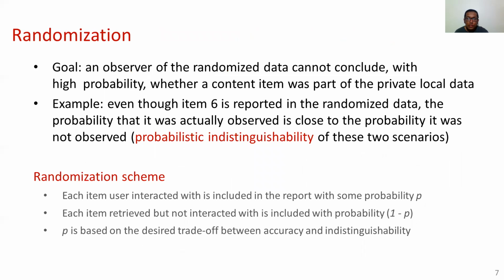The goal of this randomization is to ensure that an observer of the randomized data cannot conclude with high probability whether a certain user interacted with a content item or not. Each item the user interacts with is included in the report with some probability p. Each of the items retrieved but not interacted with by the user is also included in the dataset with probability 1 minus p. The value of this probability p is based on the trade-off between accuracy and indistinguishability. The higher value of p ensures more accurate estimation, whereas a lower value would provide more privacy.